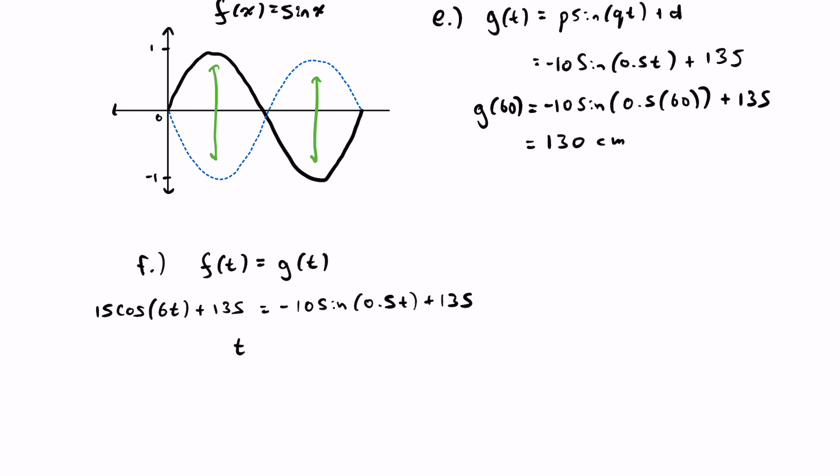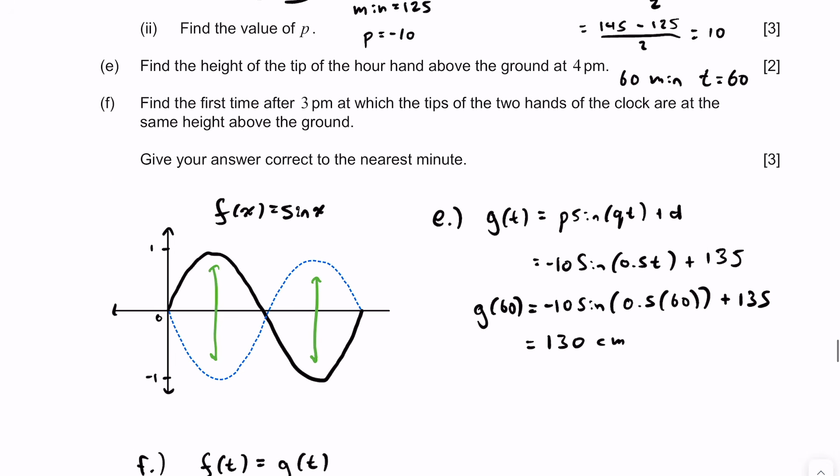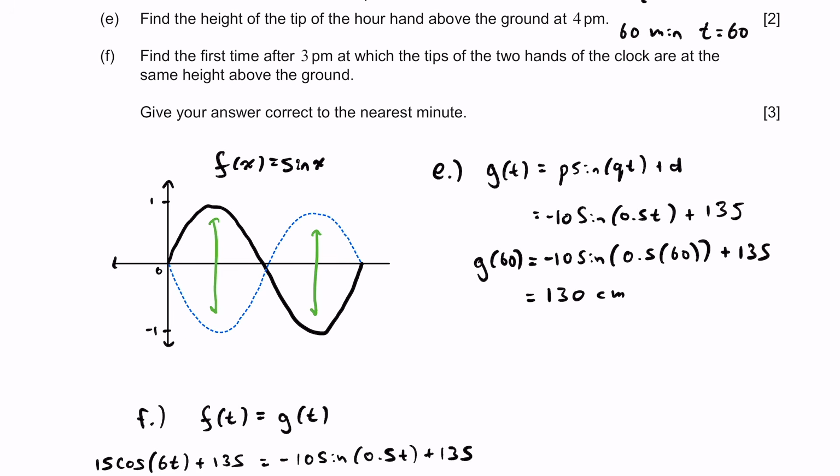T is equal to 15.8807. I'm going to keep all the digits because, looking back at this question, it says give your answer correct to the nearest minute. So find the first time after 3 p.m. Give your answer correct to the nearest minute. That is to say, if we were to look at the clock, what time would it show?